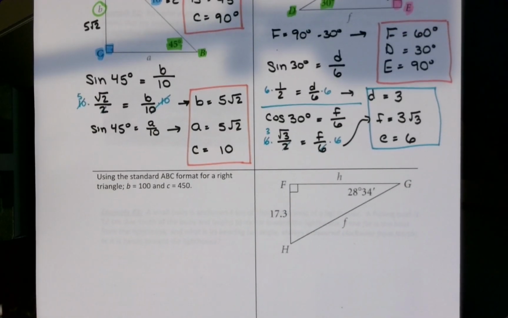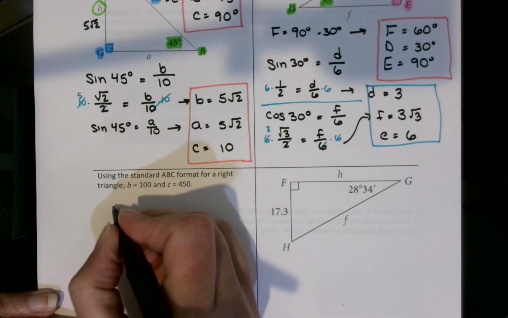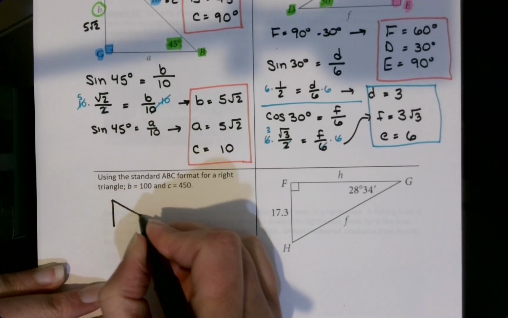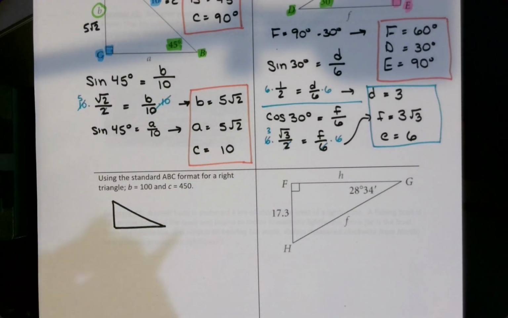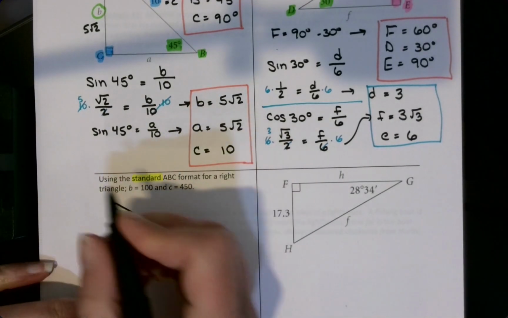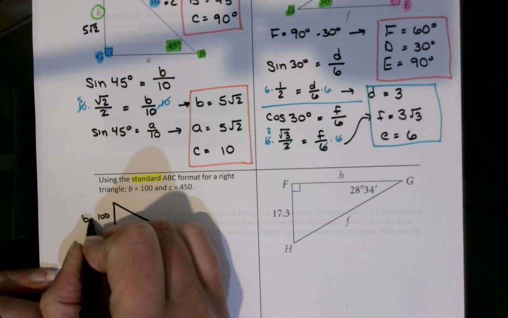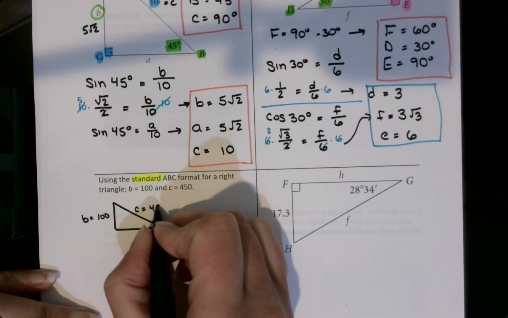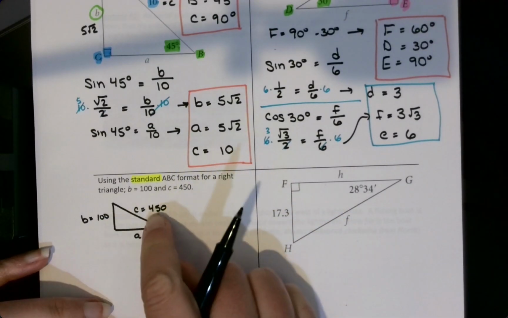All right. The next one says using the standard ABC triangle format. So I'm going to make myself a triangle that has a side of 100 and a hypotenuse. C is in the standard format. In the standard format, C is always the hypotenuse. So we're thinking Pythagorean theorem, a squared plus b squared equals c squared. So based on the way I drew this, b is going to be the 100, because I drew that side shorter than this side. This is going to be c as 450. This is going to be a as my unknown for a squared plus b squared equals c squared.